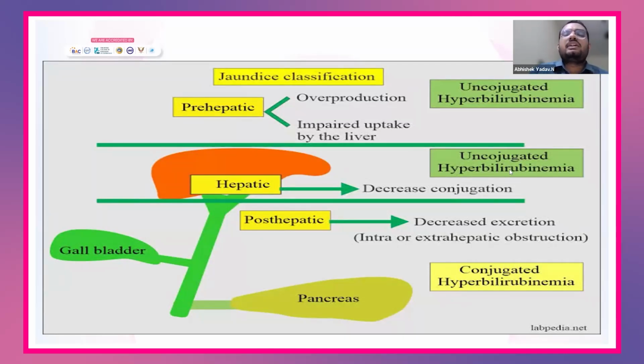In hepatic jaundice, the problem is with the liver itself, so the patient will have a mixed type, both unconjugated and conjugated. It depends upon which part of the pathology has been involved. Next, in post-hepatic jaundice, once the conjugated bilirubin has been formed in the liver, it fails to be excreted into the intestine. Most of the time it is obstructive in nature, and the patient has an increase in conjugated bilirubin level, so a conjugated hyperbilirubinemia will be present.